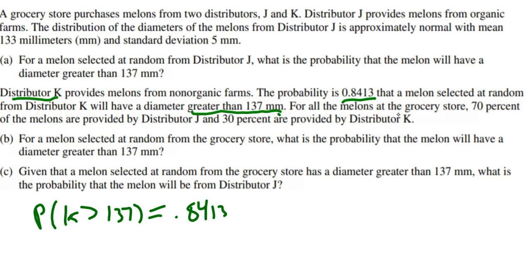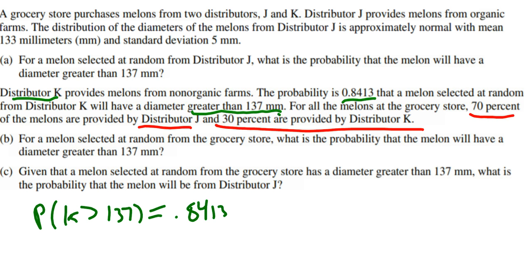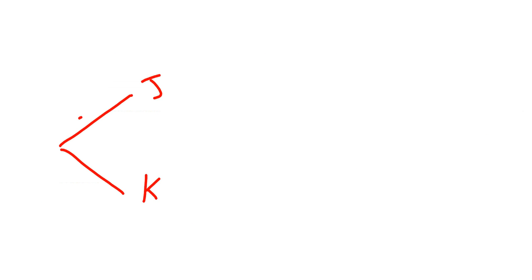Okay, so here's where I'm going to deviate from how I did the problem in my other video. It says right here, for all the melons in the grocery store, 70% are from J and 30% are from K. So since you have 2 distributors providing these fruits, I am going to make a tree diagram out of this. Let's remember, J is 70% and K is 30%. So I'm going to start my tree diagram by saying, here's J and here's K. And just in case we forgot, 70% are from J. You can see that in this sentence right here. So on the J branch, I'm going to put a 0.7. On the K branch is a 0.3.